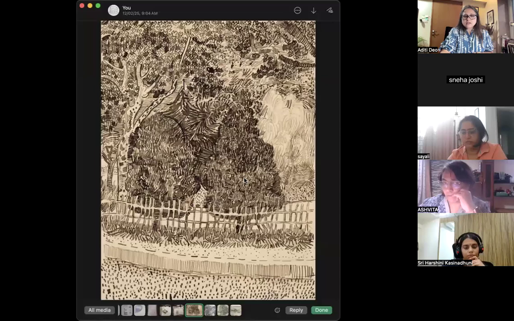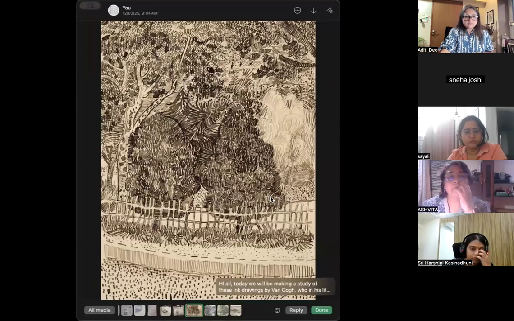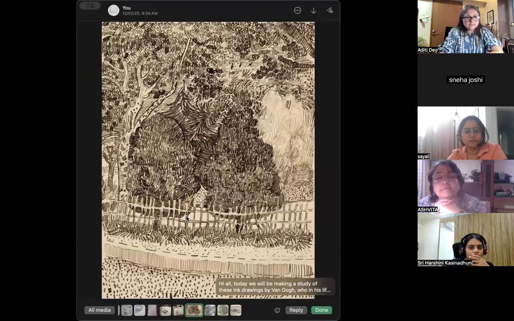So here are the pictures that I've shared. I have a feeling that Sneha and Pari might not have got those pictures, so I will reshare them. But I just want you to have a look right now at how these pictures have been created.